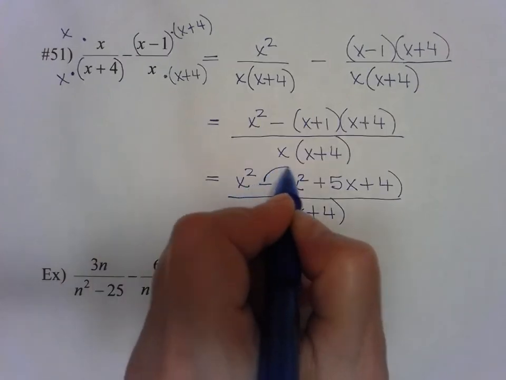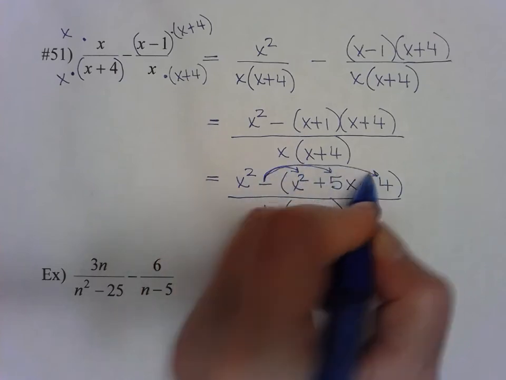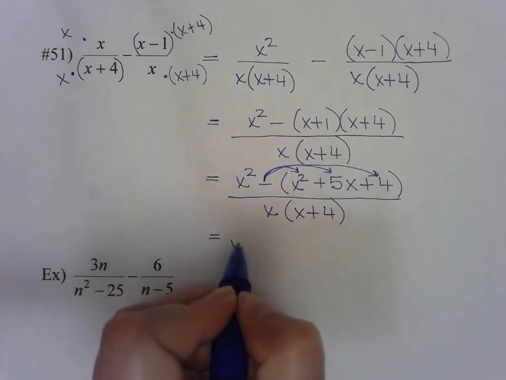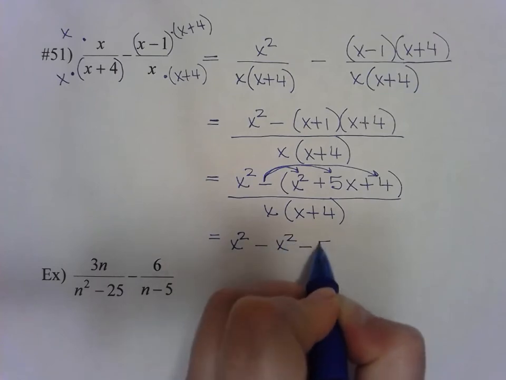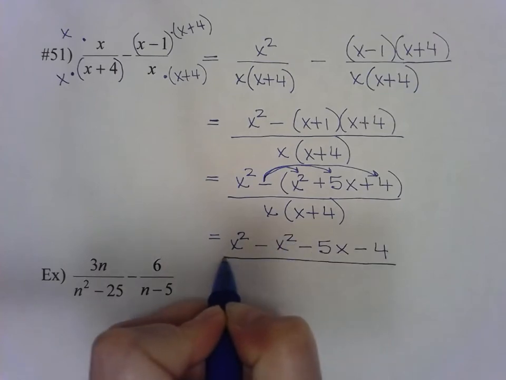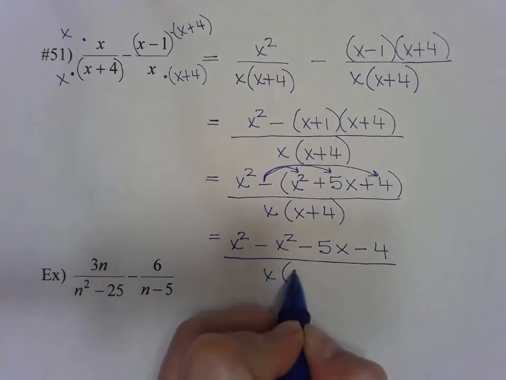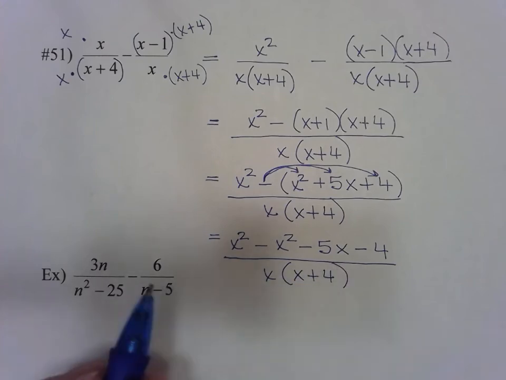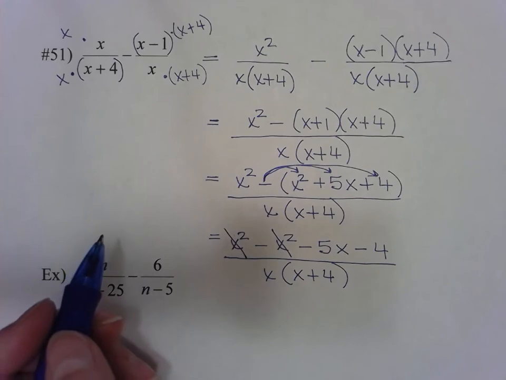Now I'm going to distribute my negative. So I'll have minus x squared, but I'll also have minus 5x and minus 4. And the x squareds will subtract to 0.